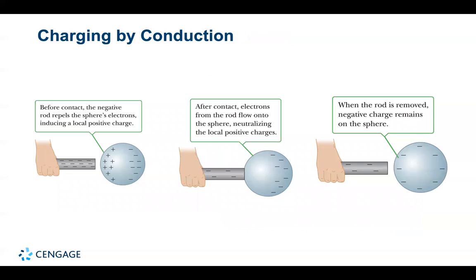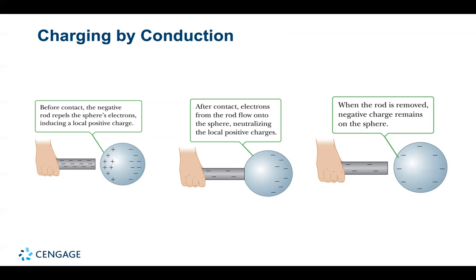So in this figure, we're showing charging a metallic object by a conductor. Let's think of a negatively charged rubber rod, which is brought in contact with an insulated neutral conducting sphere. The extra electrons on the rod repel the electrons on the sphere, which creates local positive charges on the neutral sphere, as shown in the figure on the left. In contrast, some electrons on the rod are able to move onto the sphere, as in the middle figure, neutralizing the positive charges. When the rod is removed, as in the figure on the right, the sphere is left with a net negative charge. The process is called charging by conduction.